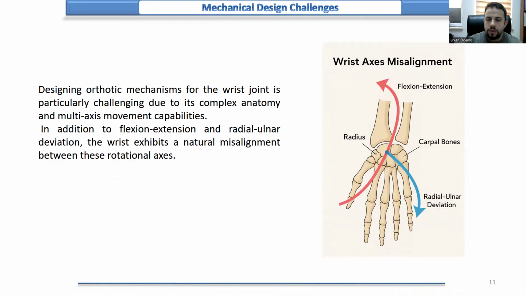On that point, I also mentioned some mechanical design challenges. Designing an orthesis mechanism for the wrist joint is particularly challenging due to its complex anatomy and multi-axis movement capabilities. In addition to flexion, extension, and radial ulnar deviation, the wrist exhibits a natural misalignment between these rotational axes. This anatomical mismatch complicates the mechanical replication of wrist motion in orthotic designs, as it can lead to joint discomfort or restricted range of motion if not properly addressed.